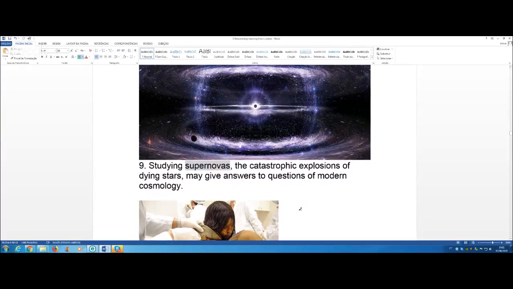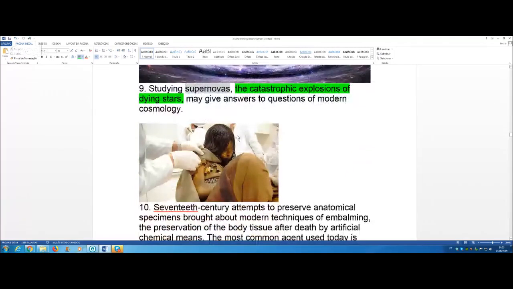Studying supernovas. They're beautiful. The catastrophic explosions of dying stars may give answers to questions of modern cosmology. Right, supernovas. What are supernovas? Again, here we have an appositive: the catastrophic explosion of dying stars. Listen, this is rich in facts. Everything here is factual. Include the text that we're reading next.